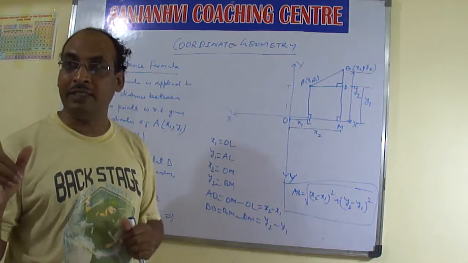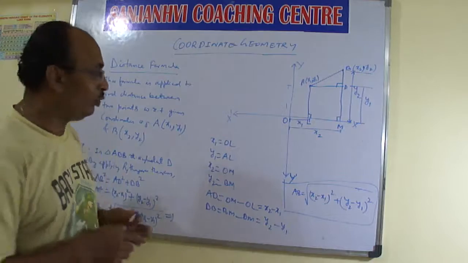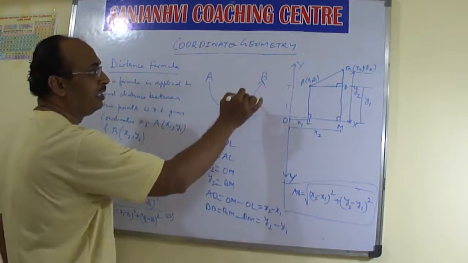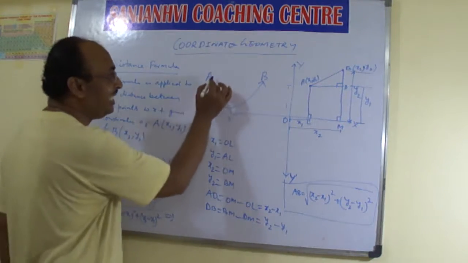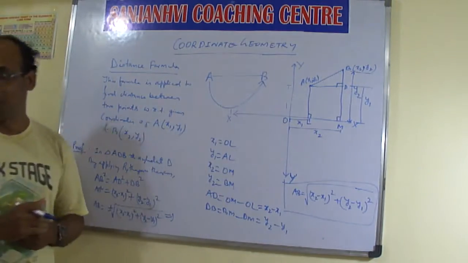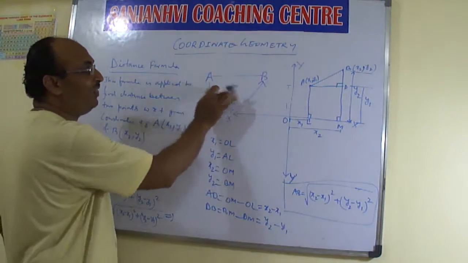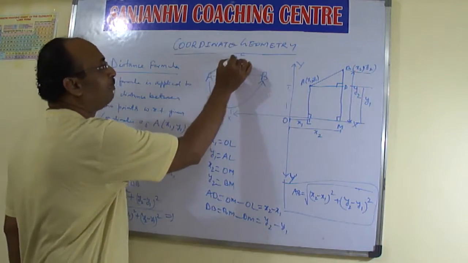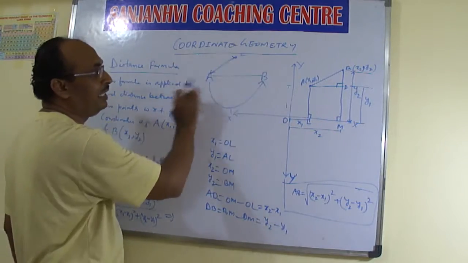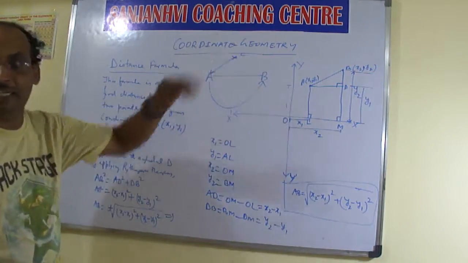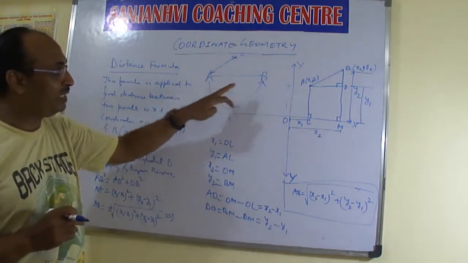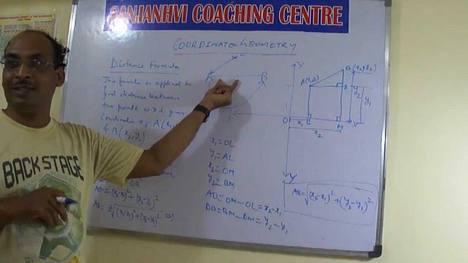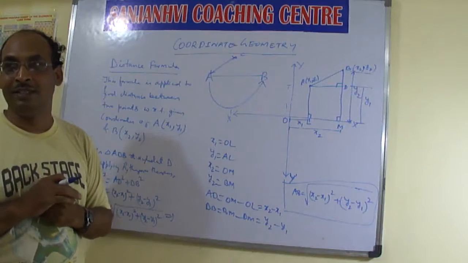By utilizing this formula, we can find out the distance between any 2 points. And distance is always the straight line distance. You cannot say, sir, A is here and B is here, so this distance is like this. No, this distance is only the straight line distance. If there is any other point C, we can separately find the straight line distance between A and C, and separately between C and B. This formula gives you the straight line distance.